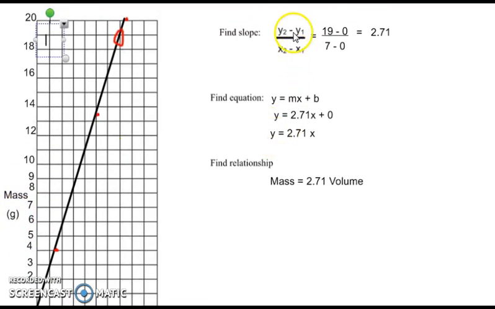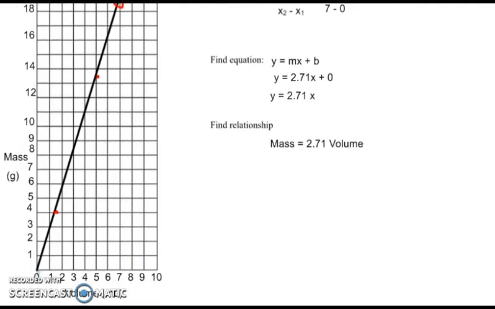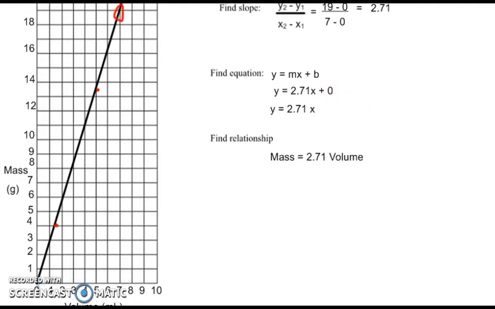So then I went ahead and I found slope. So y2 minus y1 over x2 minus x1. I use, again, this point and the origin. So I use 19 and 0. And then I went down and found out that was 7. If you want to look down here, 7 and 0. So that's 2.71. Found my equation, y equals mx plus b. Y equals 2.71x plus 0. How come it's 0? It goes through the origin. That's where it crosses the y-axis.